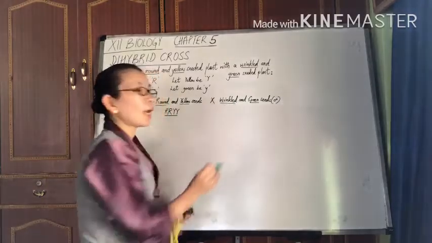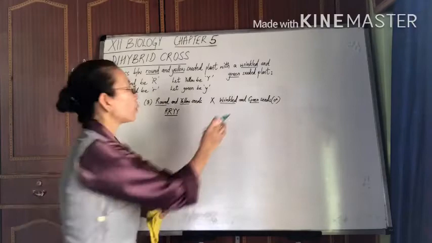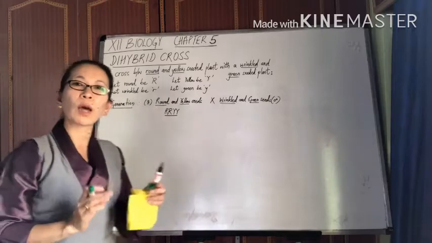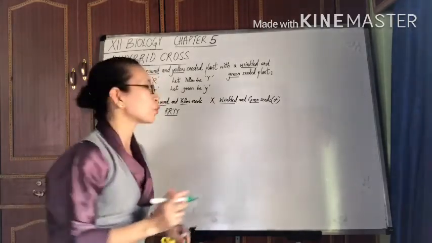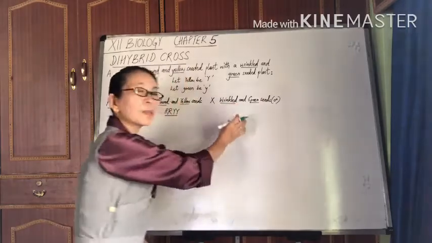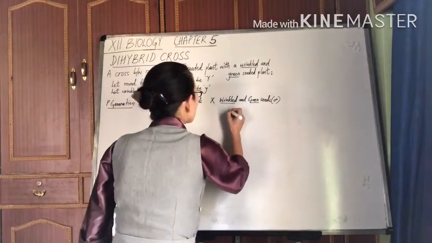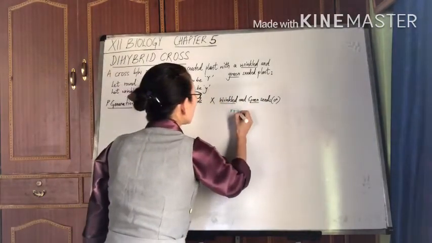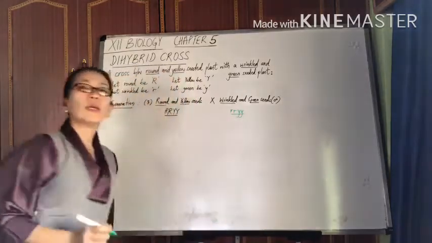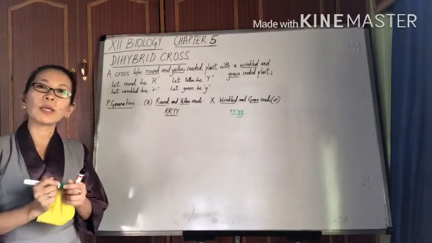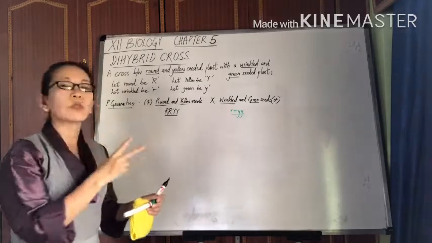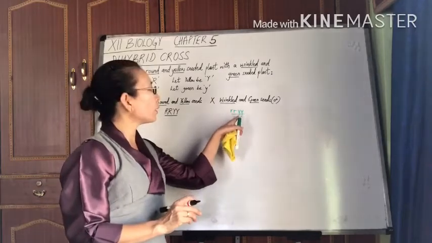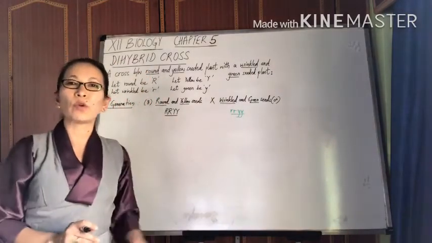So this parent has wrinkled and green seeds. We know wrinkled is small r and green is small y, but because we have to have 2 alleles or 2 factors for each trait, and because the parent is homozygous, wrinkled would be small r, small r, and green would be small y, small y. So in this parent, we have 2 homozygous alleles for each trait, and the genotype becomes small r, small r, small y, small y. So again, it has 4 factors.